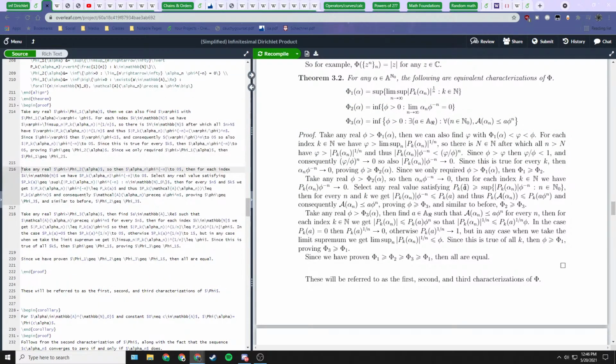Because this gives us a selection for this p sub k of a for every k, then we've essentially selected a. So for every integer n and every index k, we get this projection, the k projection of alpha sub n times phi power negative n. This is less than or equal to p sub k of a, and consequently, if we multiply through by phi power n, then we get this p sub k of the absolute value of alpha sub n is less than or equal to p sub k of a times phi power n. And that just happens because we multiply through by this phi power n.